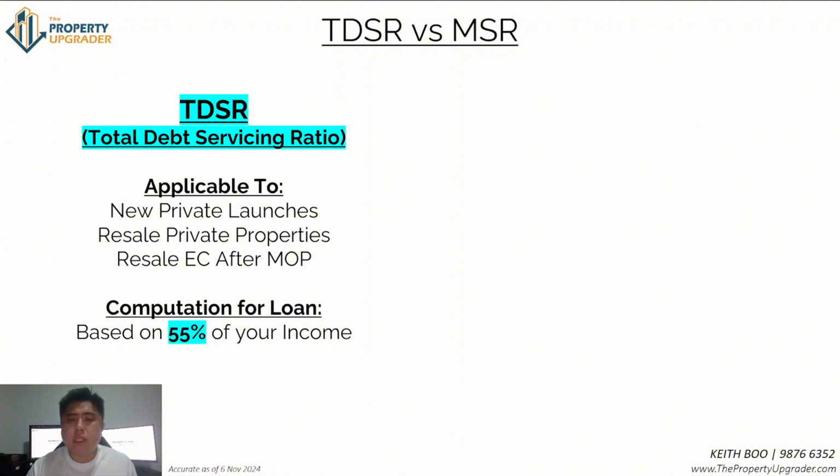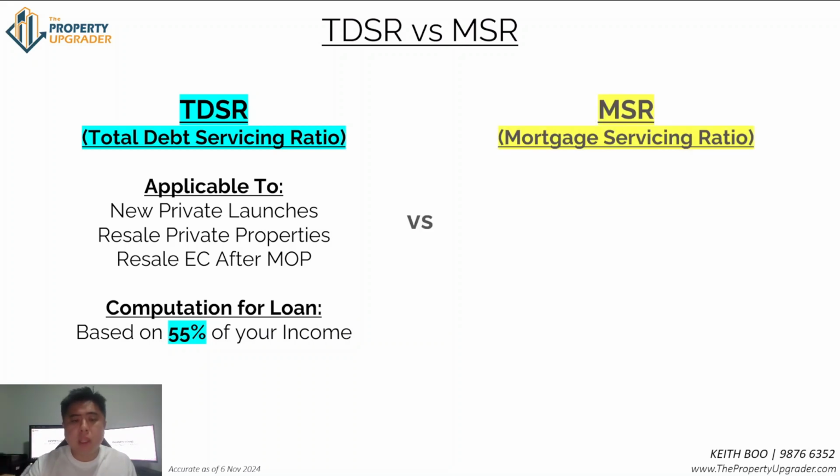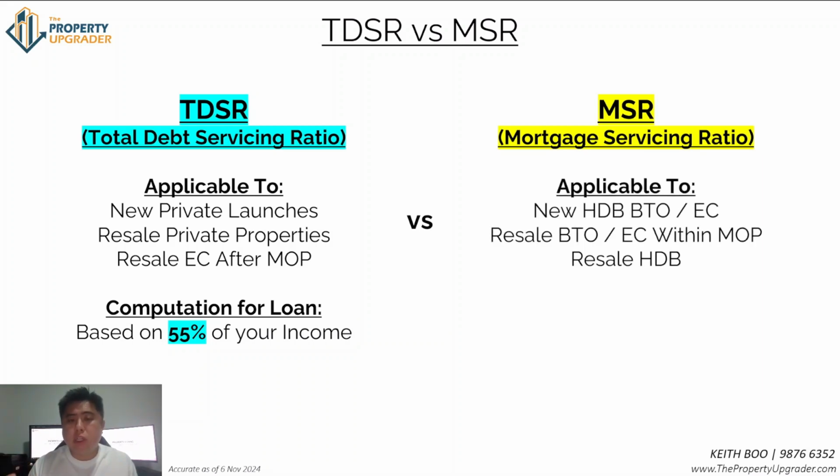Take for example, you and your spouse adding together, your combined income is 10,000 for easy calculation. When you apply for the loan with the bank, it will be based on 55% of your 10,000. I'll just keep it simple, and then I will show you an example later using my Excel, so you will be able to have a better picture of the difference between TDSR and MSR.